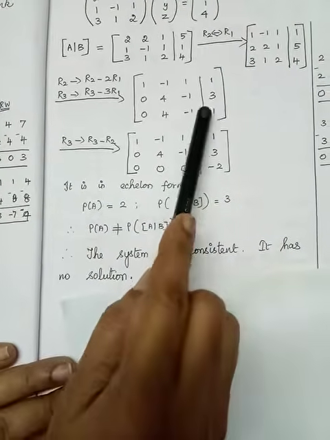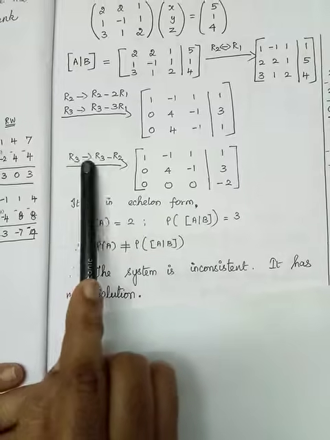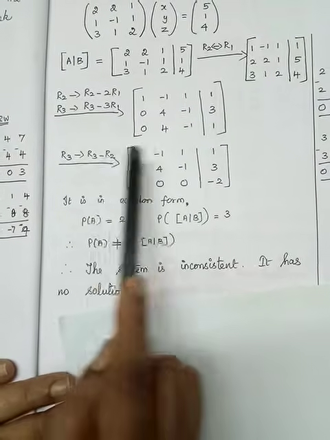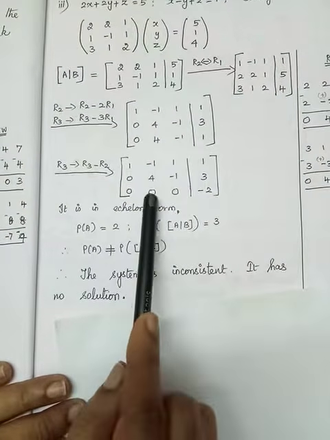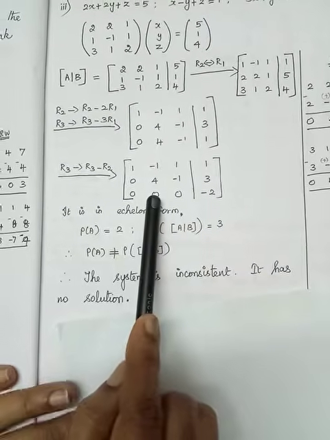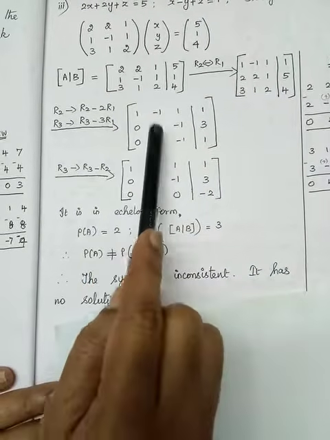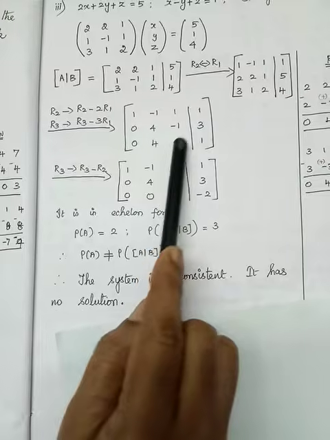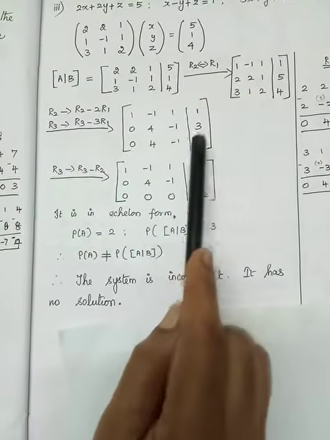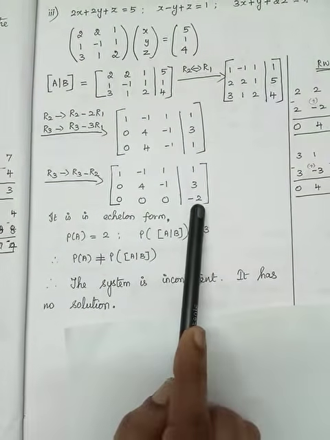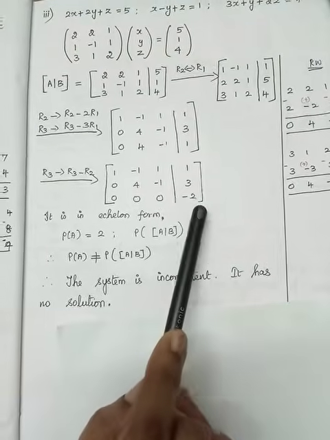The transformation has to be done in R3: R3 implies R3 minus R2. When you subtract, you will get these elements as 0. 0 minus 0, 0. 4 minus 4, 0. Minus 1 plus 1, 0. And 1 minus 3 is equal to minus 2. Now it is in the echelon form.